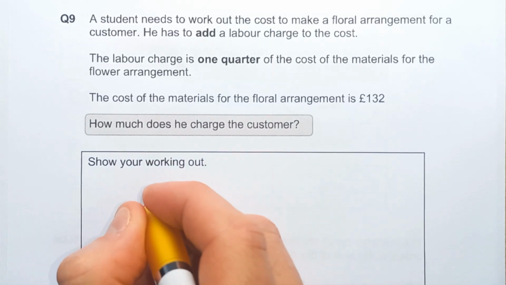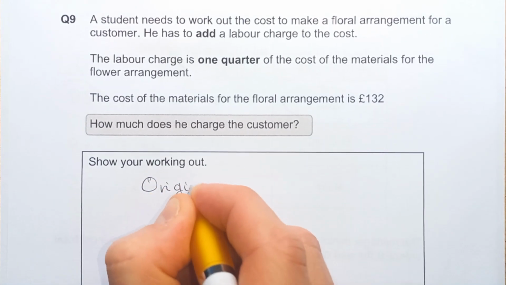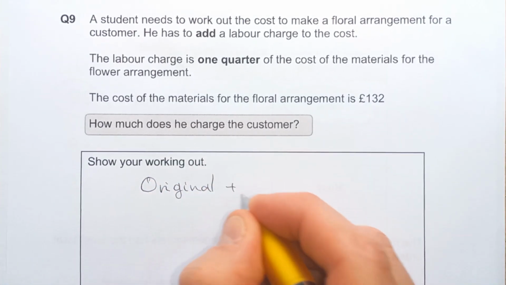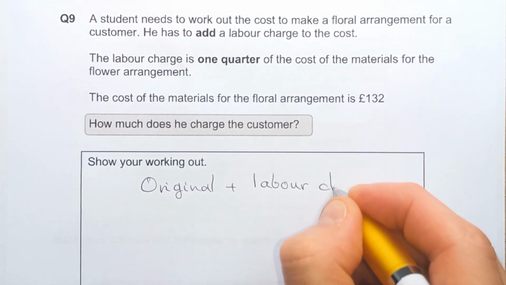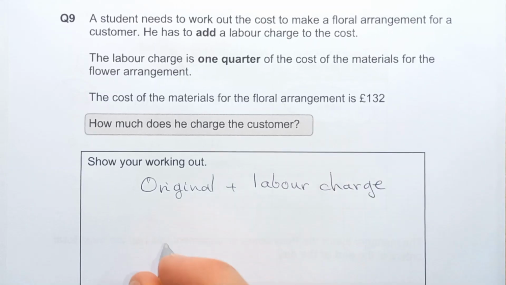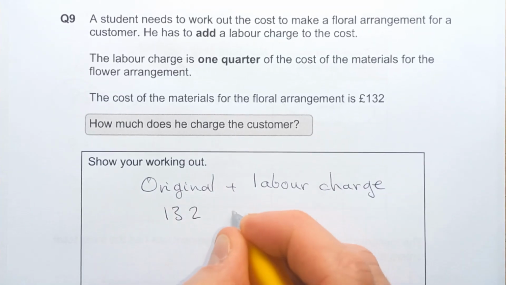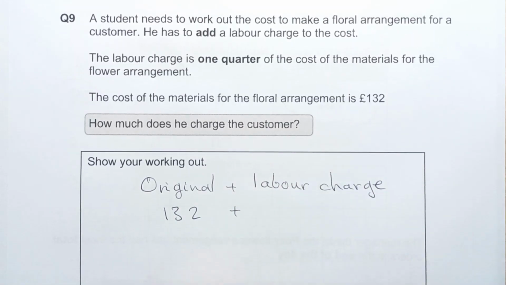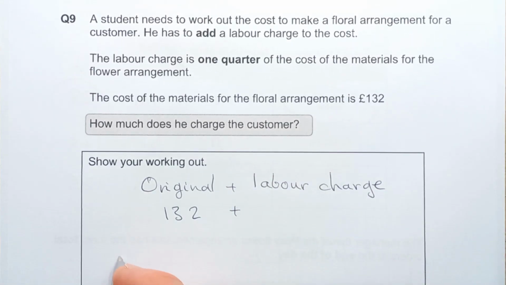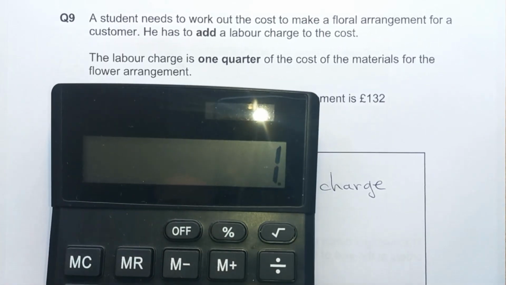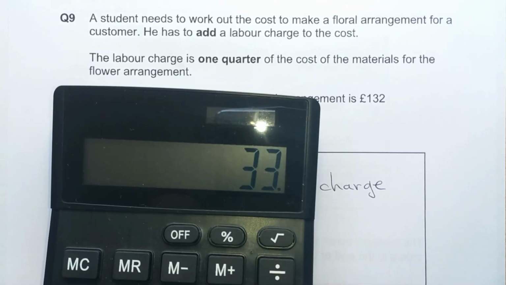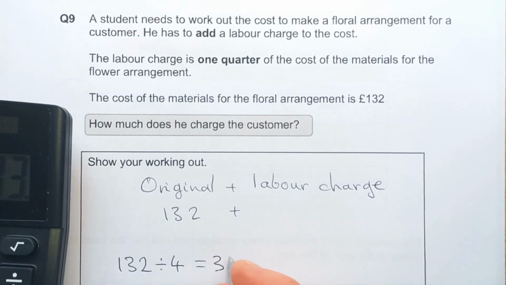Okay, so we've got the original amount, and then we've got the labour charge. So the original amount is 132. The labour charge is 1/4 of the original. So 1/4, we're going to want 132 dividing that by 4 to get a quarter. So 132 divided by 4, that gives us 33.